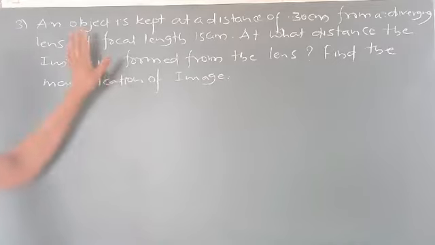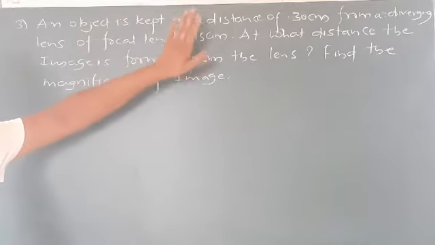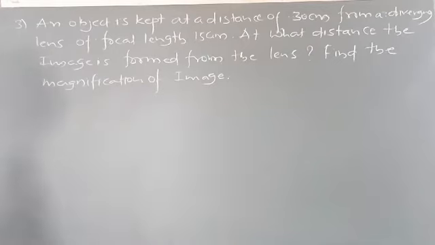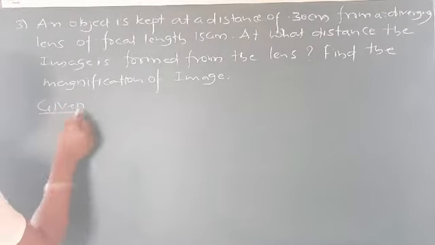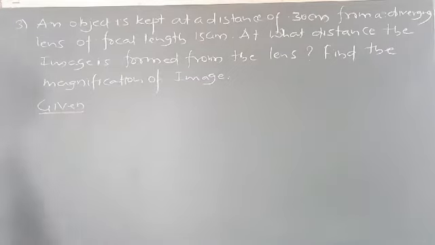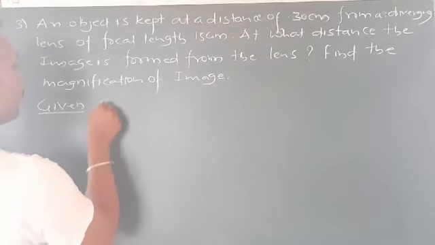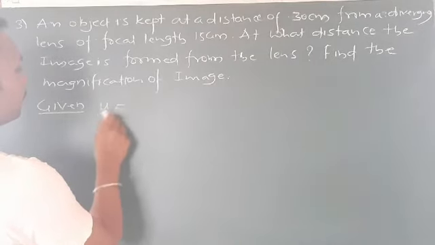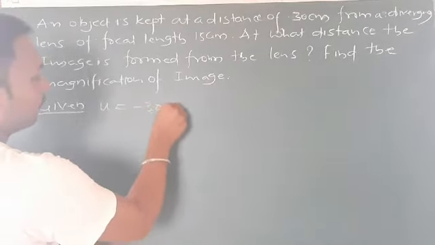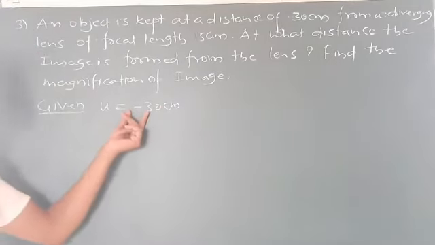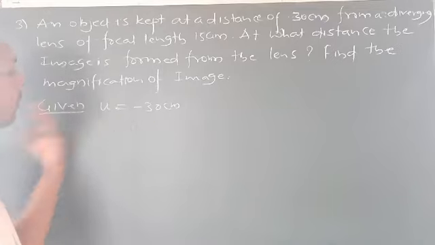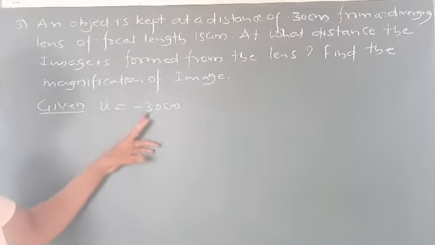See here, an object is kept at a distance of 30 centimeter. First of all we need to write the given things. They have given that the object is kept at a distance of 30 centimeter, so the object distance u is equal to minus 30 centimeter. You know very well why I have taken minus here. The object is always on the left side, so that's why minus 30 centimeter.